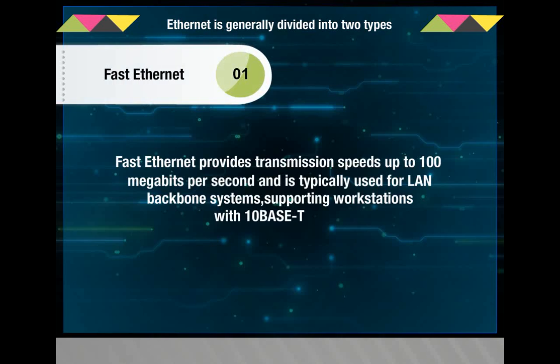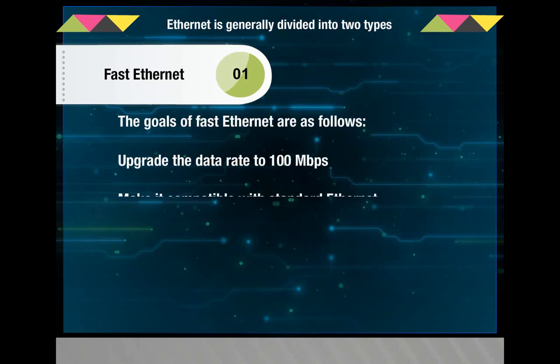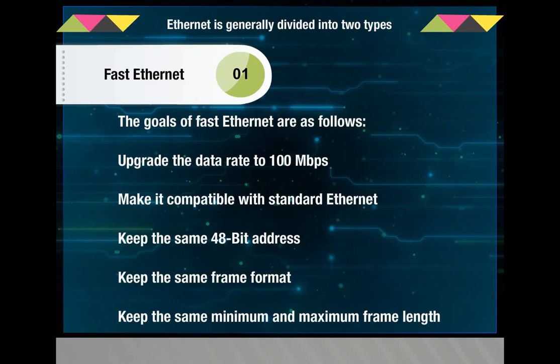Fast Ethernet. Fast Ethernet provides transmission speeds up to 100 megabits per second and is typically used for LAN backbone systems supporting workstations with 10BaseT cards. The goals of Fast Ethernet are as follows: upgrade the data rate to 100 Mbps, make it compatible with standard Ethernet, keep the same 48-bit address, keep the same frame format, keep the same minimum and maximum frame length.